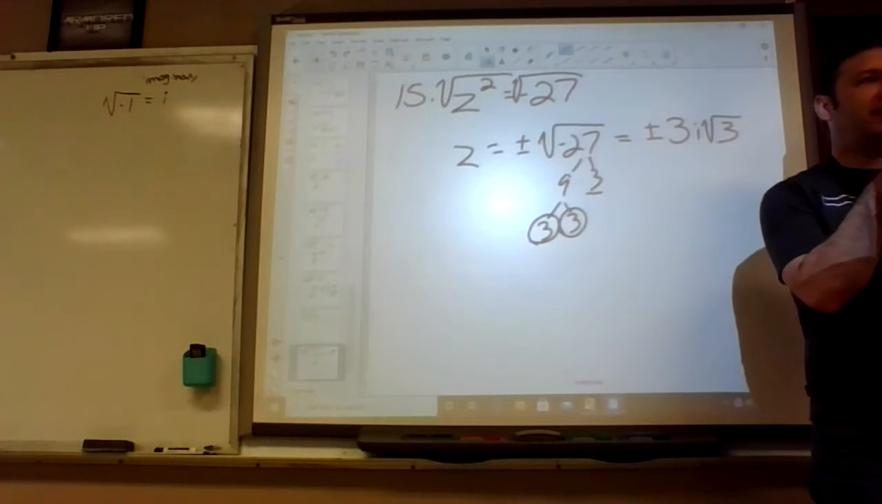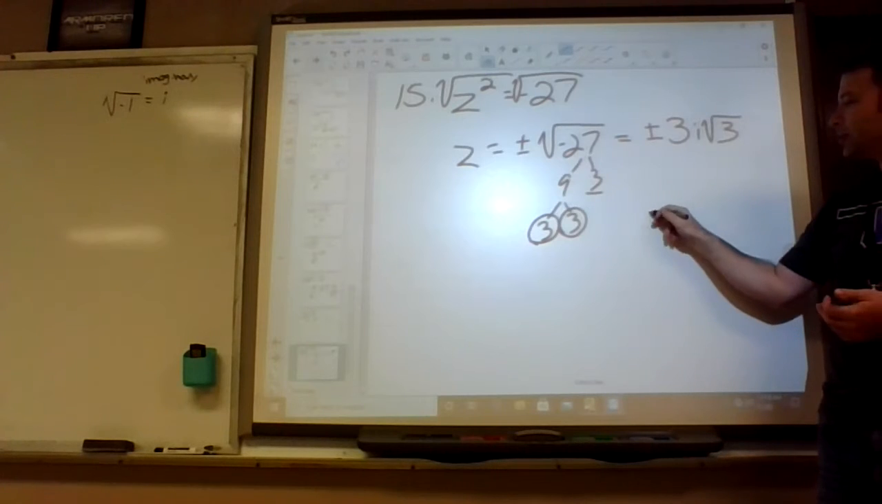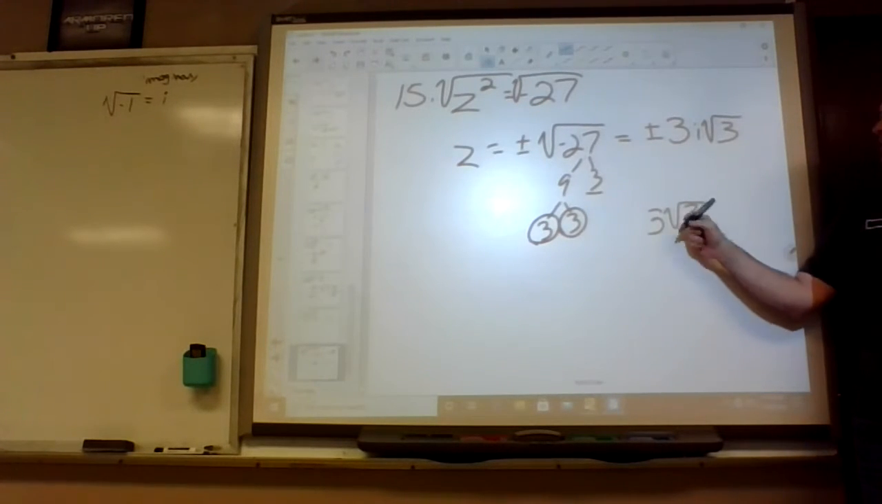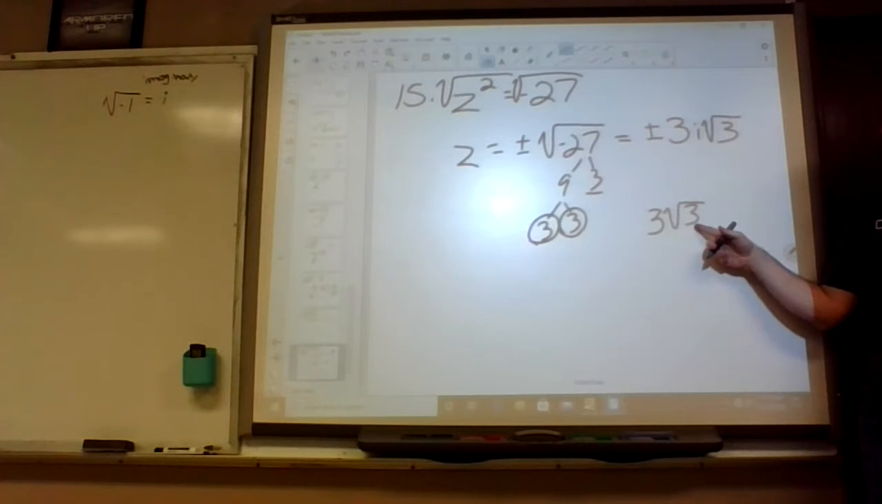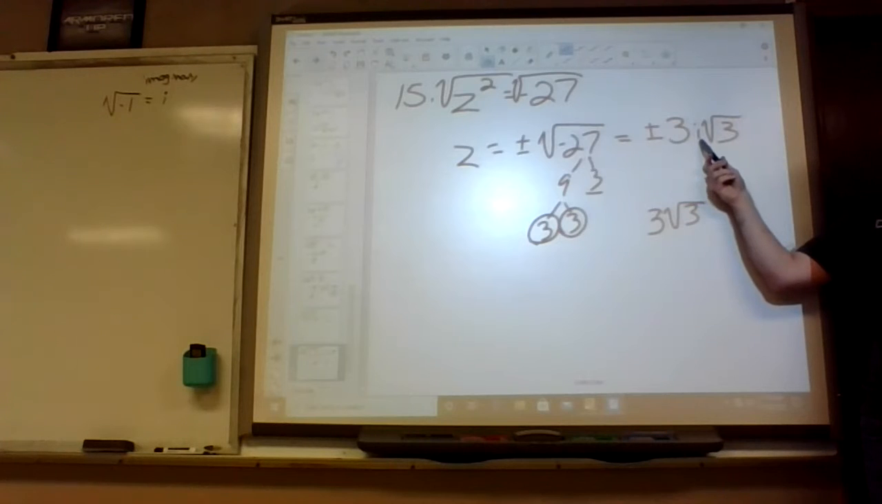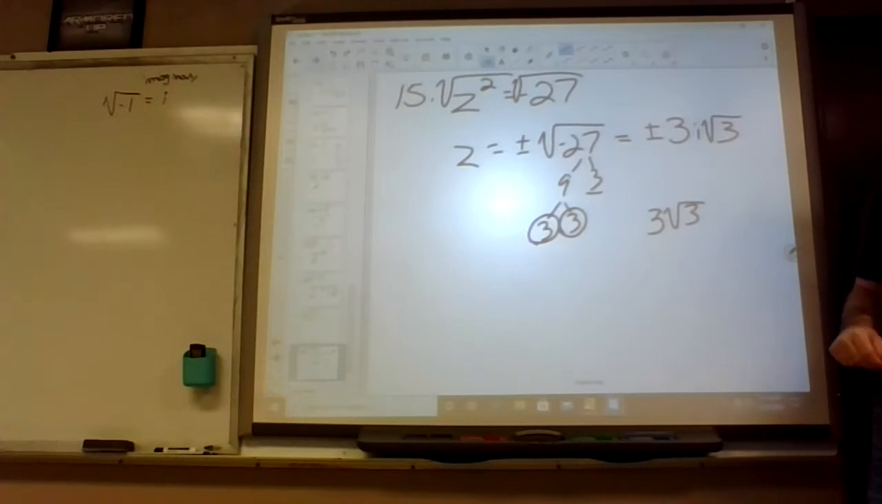So with your calculator, if you have a Casio, you could plug in square root of 27, and it will spit out this part. It'll simplify the 27 for you. But you still need to put a plus or minus and the i in there for the negative. So it does most of the work, really.